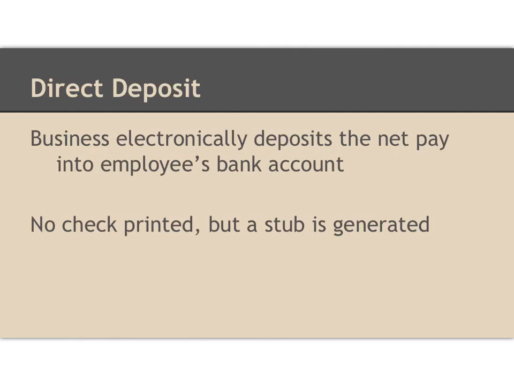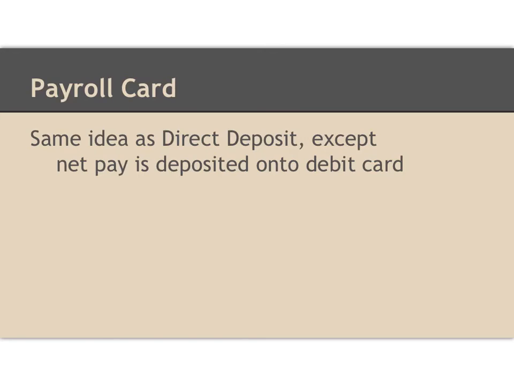Direct deposit is when the business electronically deposits the net pay into the employee's bank account. There's no check that's printed. However, a pay stub is generated. It's usually electronic. It's a PDF. You'd log into your employee portal and you'd be able to look at it or print it out if you were so inclined. And the payroll card is the same idea, except that the money has not been deposited into your bank account. It has been deposited onto a debit card that is tied to your name and identity.